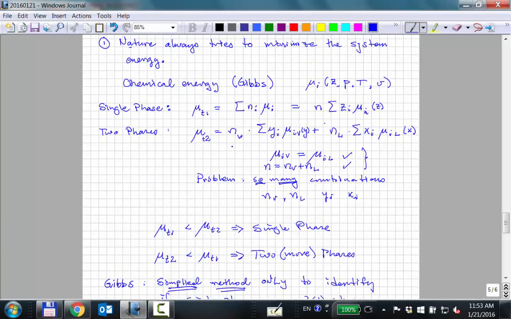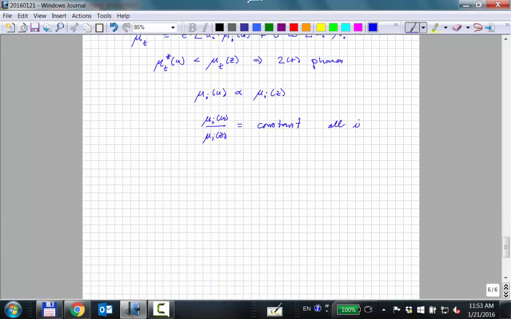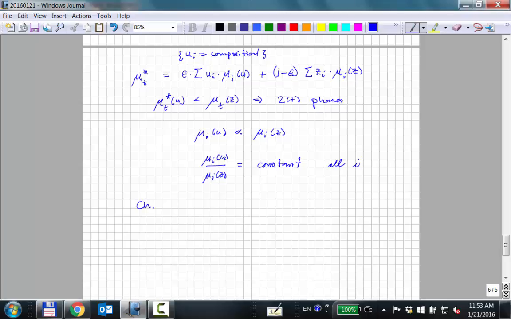It doesn't tell you how many moles are vapor, how many moles are liquid. It doesn't tell you what the compositions of the two phases are. It just says this is definitely not single phase. Okay. Now, you still have a challenge. I wouldn't call it a problem, but you have a challenge to look in a large composition space for this composition UI.